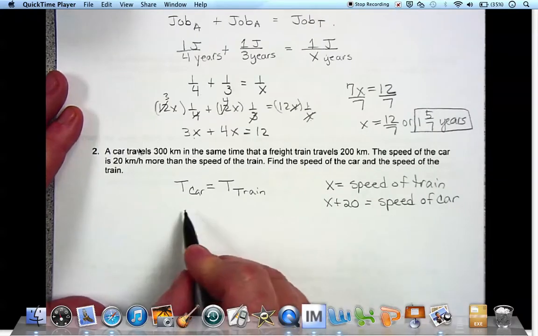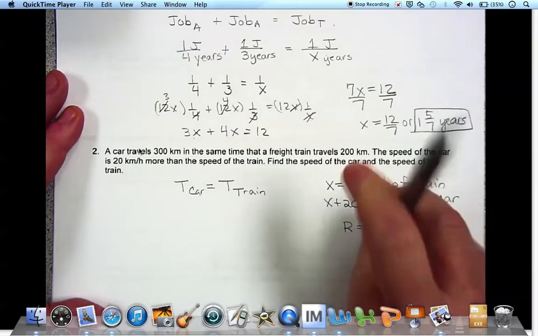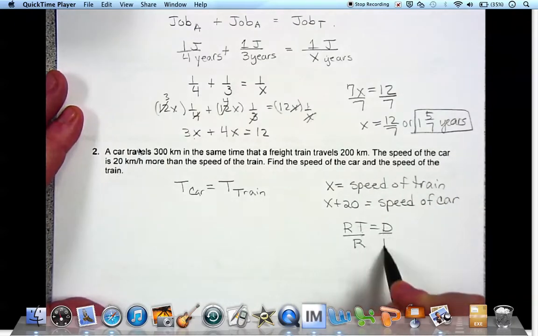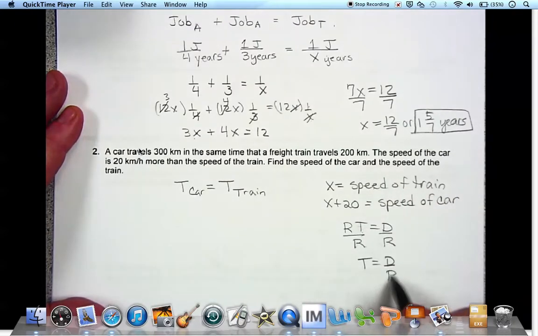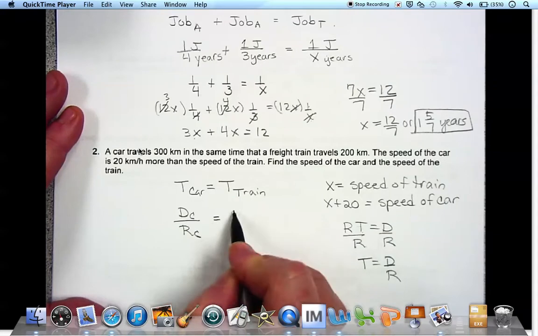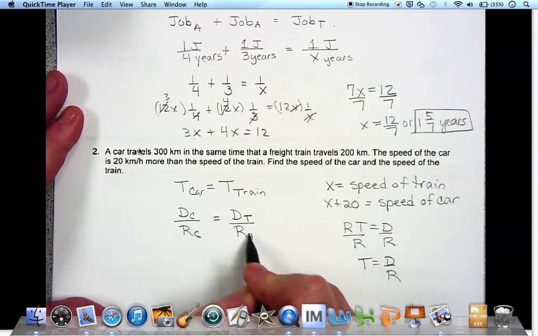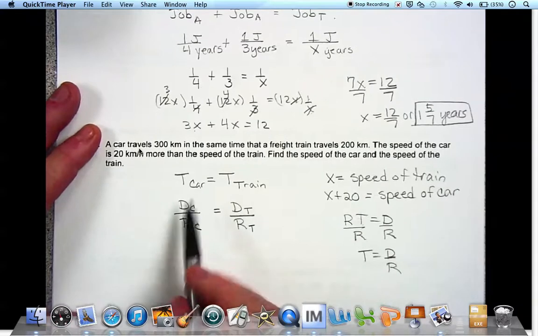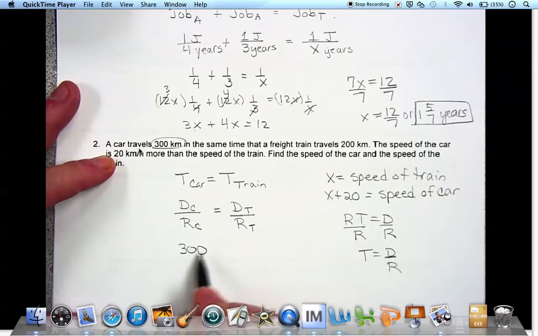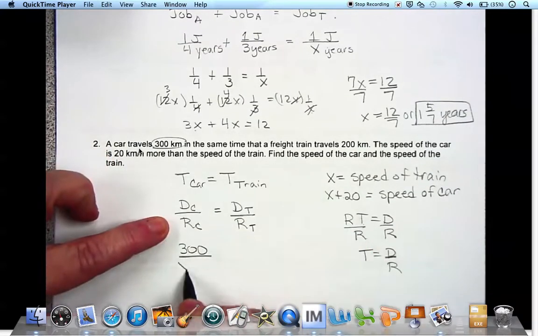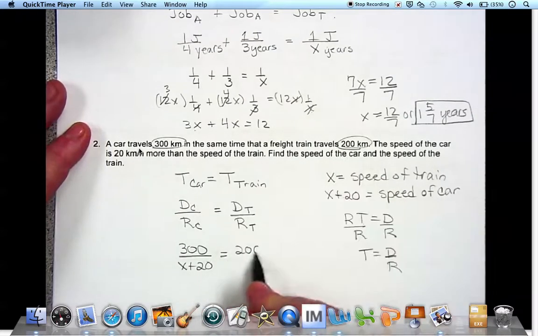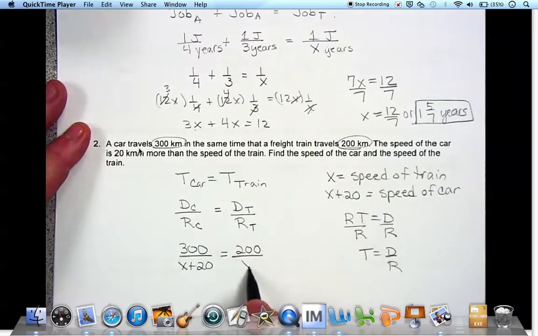Okay, well, we know that rate times time equals distance. So let's solve for time. We'll divide by r, and time equals distance over rate. So we're going to do distance of the car over the rate of the car equals the distance of the train over the rate of the train. Okay, and the distance of the car, we know the car went 300 kilometers. So 300 divided by the rate of the car, x plus 20, equals the train went 200 kilometers. So 200 divided by the rate of the train, which is x.